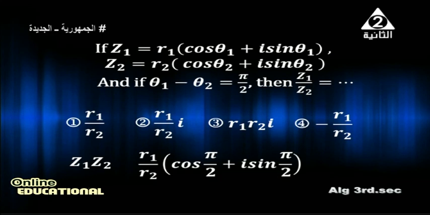This is a very important example. Why? Theta 1 minus theta 2, we find it when dividing. Z1 over Z2 is R1 over R2, and we subtract theta 1 minus theta 2. Theta 1 minus theta 2 equals 90. Therefore, the answer is R1 over R2 i, because cosine 90 is 0.